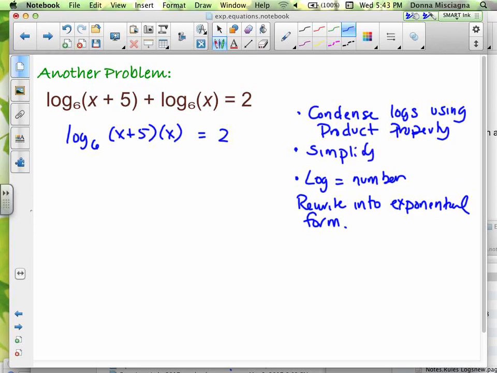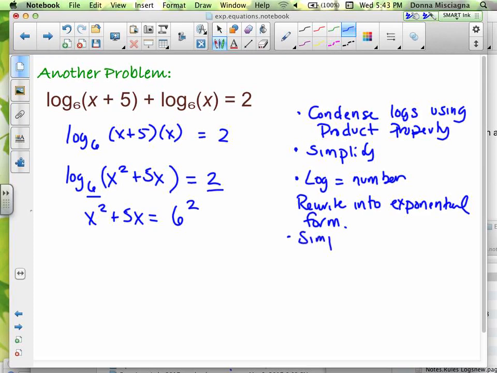All right, so we have log base 6. If we distribute the x to both of those terms, we're going to have x squared plus 5x. I'm going to put parentheses around that because it's the log of that whole thing. That equals 2. And now we'll rewrite it. So our result, x squared plus 5x, is equal to our base, which is 6, raised to the power of 2.